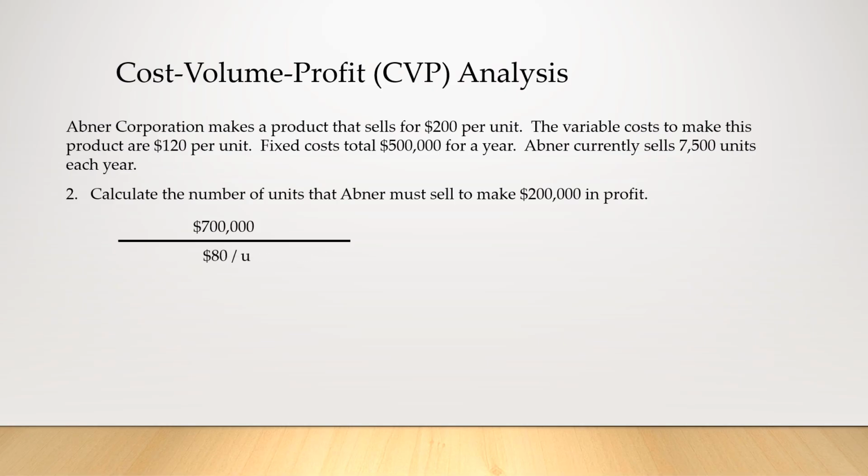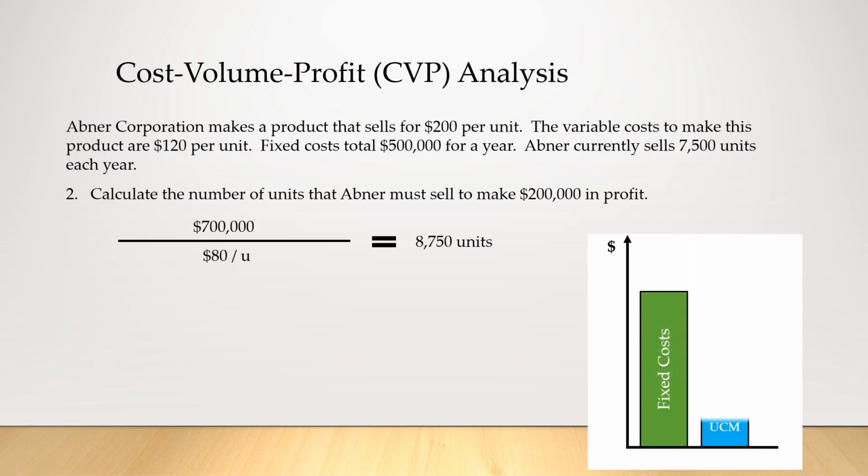The necessary sales to generate 200 grand, 8,750 units. Going back to the previous chart, the target profit effectively increases the amount of fixed costs we need our contribution margin to equal.